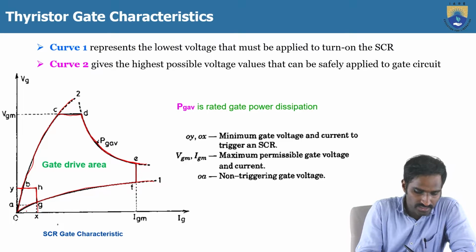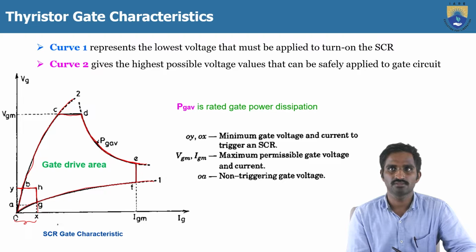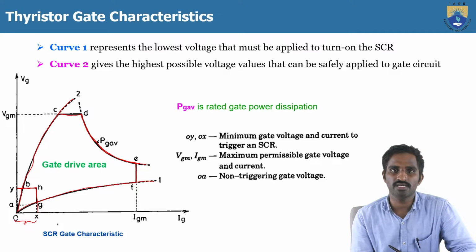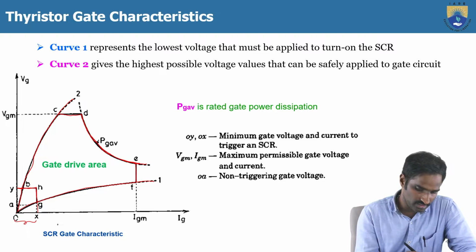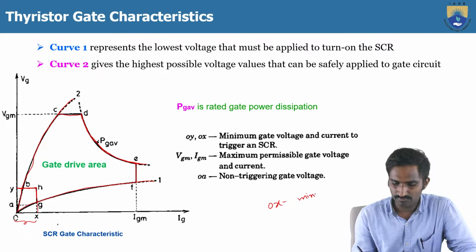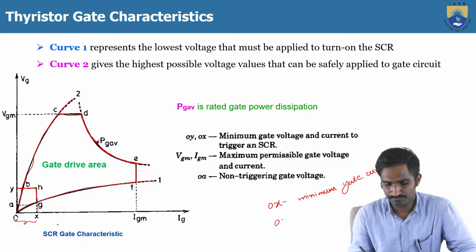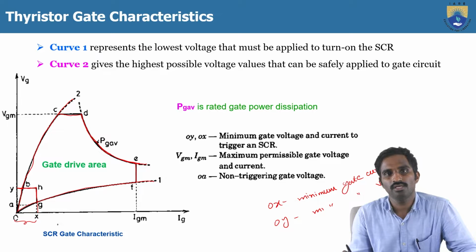If you indicate the point here, this is X. The line OX represents the minimum gate current required to turn on the thyristor, and OY is the minimum gate voltage required to turn on the thyristor.